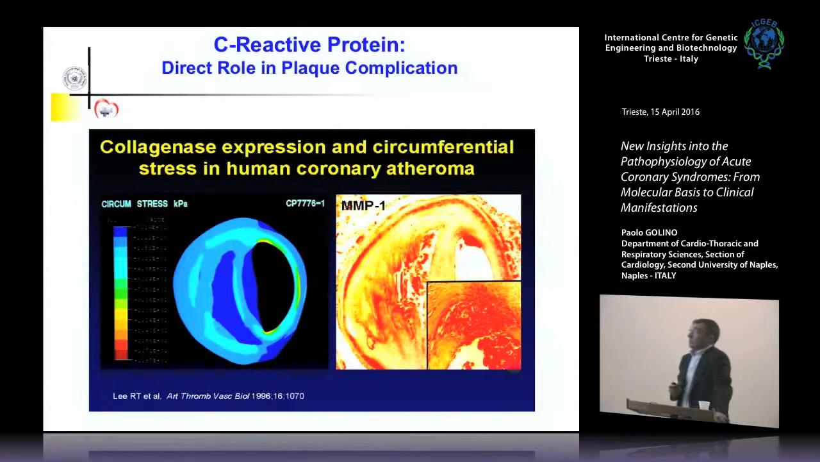Also, another substance very important in the genesis of acute coronary syndromes are some matrix degrading enzymes like metalloprotease, and it has been demonstrated that in many patients with acute coronary syndrome there is overexpression of metalloprotease, especially in the shoulder regions of the plaque where the shear forces are greater.